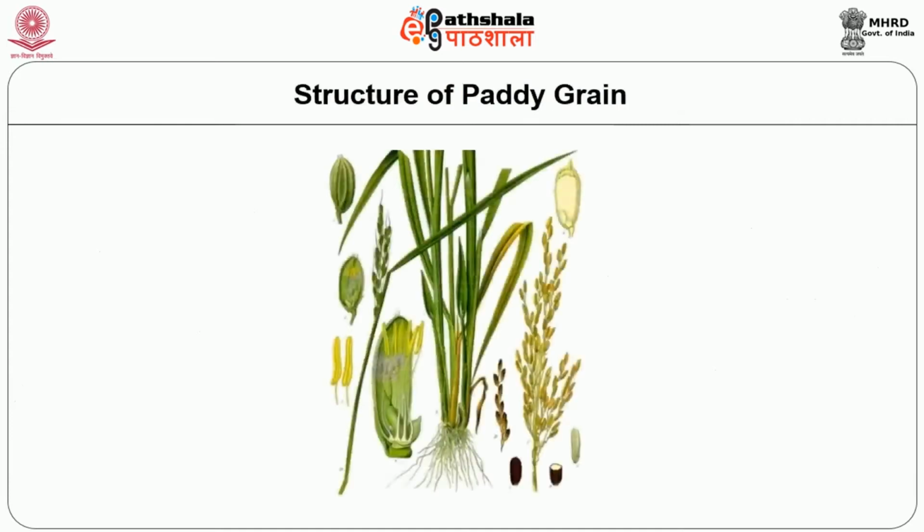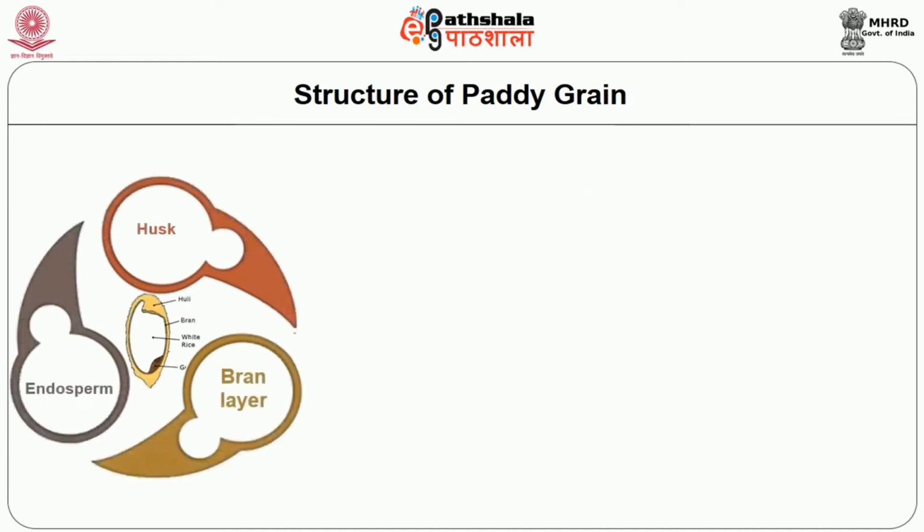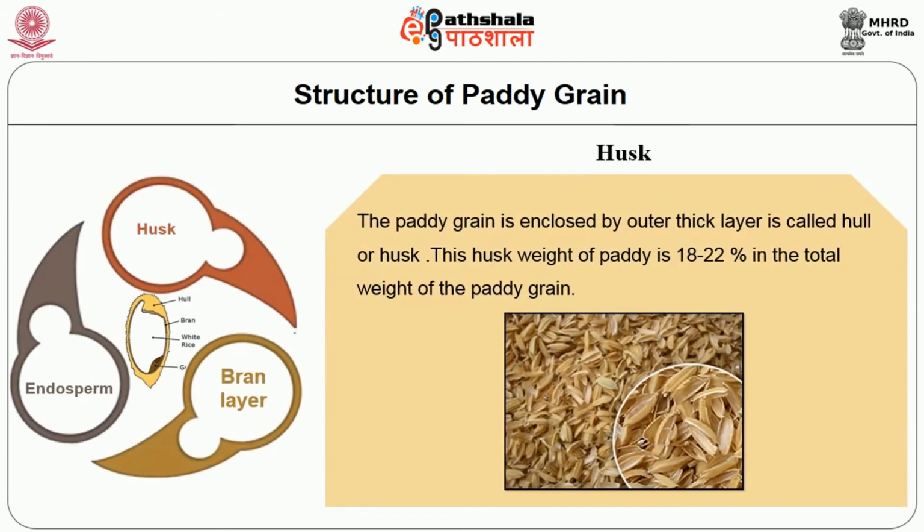Let us see the structure of the paddy grain. The structure of the paddy grain is classified into three different parts. First is the husk. The paddy grain is enclosed by an outer thick layer called the hull or husk. The husk weight is 18 to 22% of the total weight of the paddy grain.